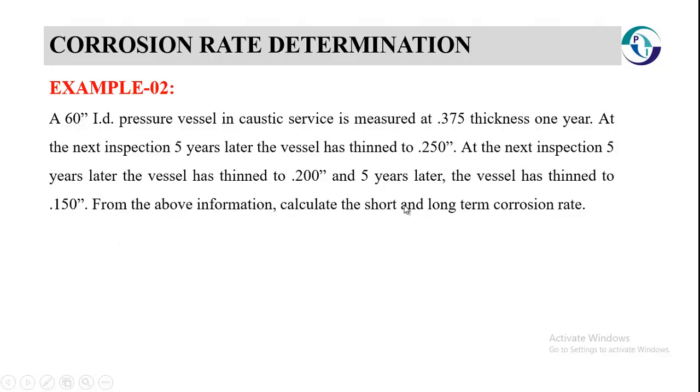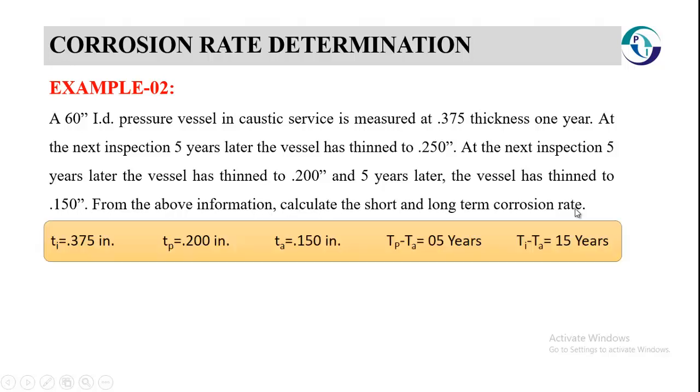From the above information, calculate the short and long-term corrosion rate, and we take all our values from this data. TI is 0.375 inches, TP is 0.200 inches, TA is 0.15 inches, and the time interval between the actual and the previous thickness is 5 years, and the time interval between the actual and the initial thickness is 15 years. Between this one and this one is 15 years, so 5 plus 5 plus 5, and between the previous and the actual is this 5 years.